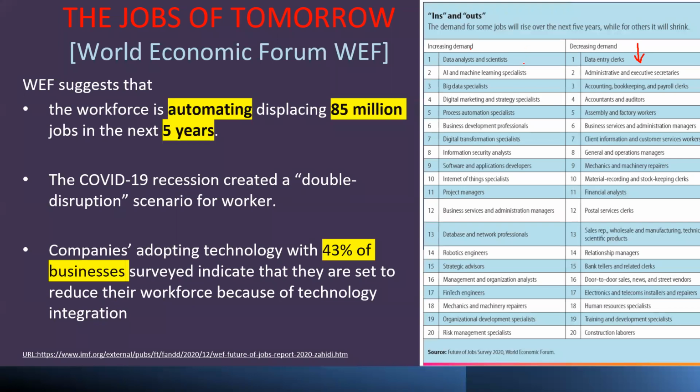Let's look at those that are increasing in demand. We have data analysts and scientists. All of these roles here are specialist roles. They end with specialists, they end with strategists, they end with professionals, developers, analysts. These guys potentially have the ability to do the jobs of maybe 5 or 6 of these persons at once, right? So definitely those that are increasing in demand require a higher level of education, a higher level of experience, as opposed to those that are decreasing in demand.